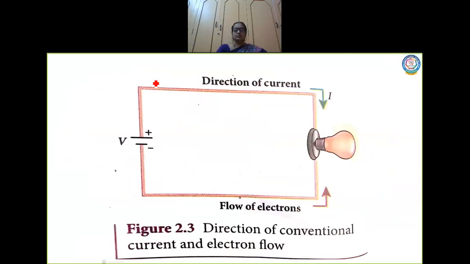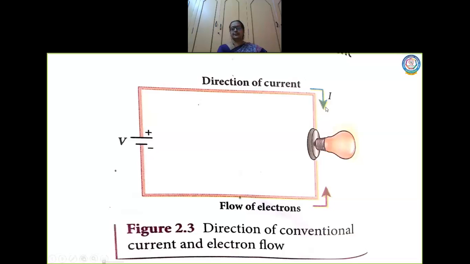Now let us move on to the conventional direction of current. This is also very, very important, children. What is the direction of current, or the conventional direction of current? Now look at this diagram. Here arrow heads are given and you connect a bulb or a filament. Here it is an electric bulb. You connect this to a battery. This is the positive terminal of the battery and this is the negative terminal of the battery. Now whenever we draw arrows, this is the head of the arrow.